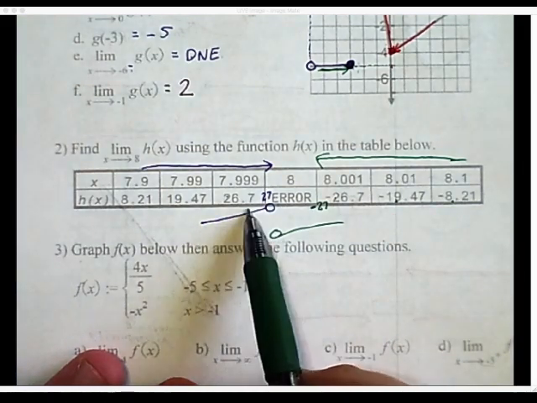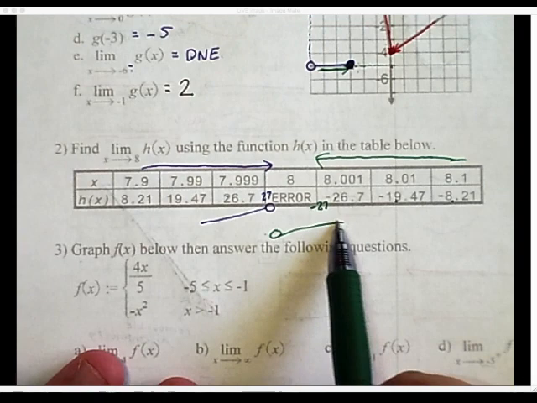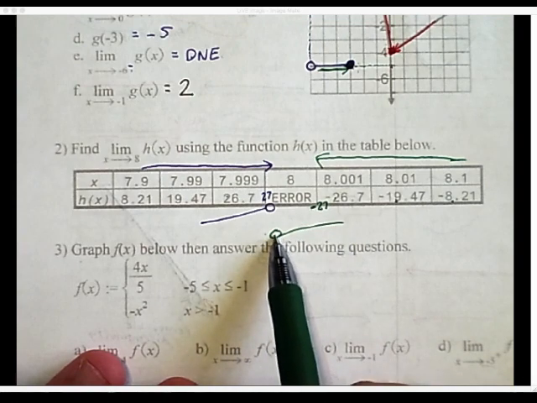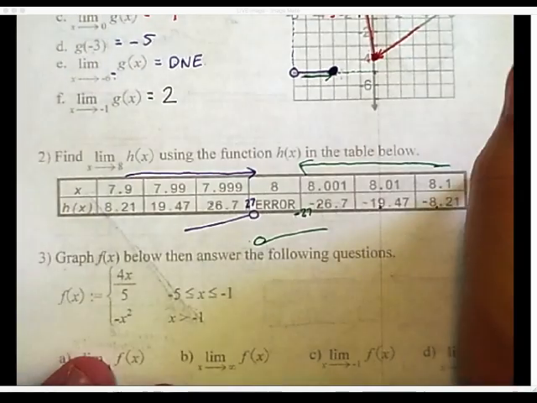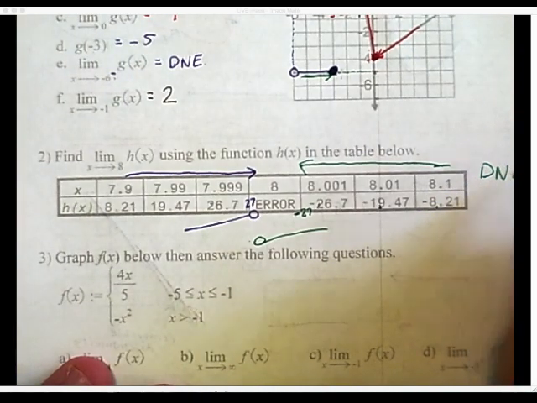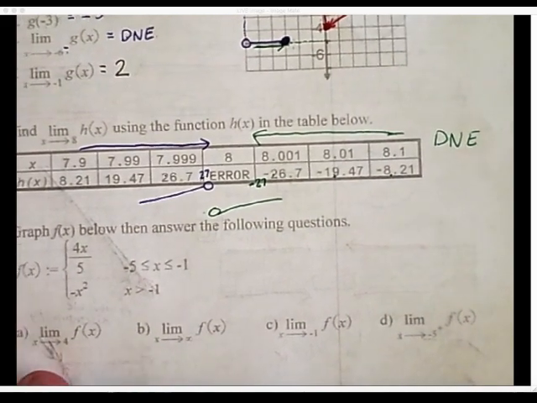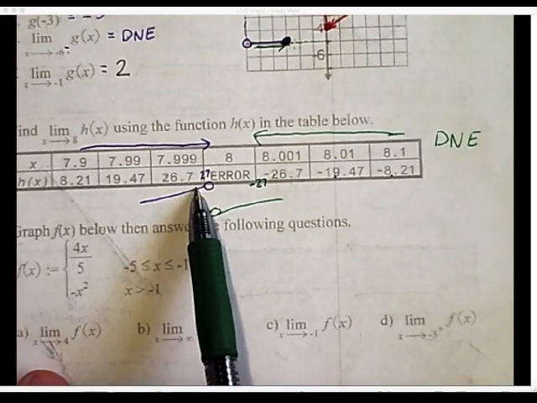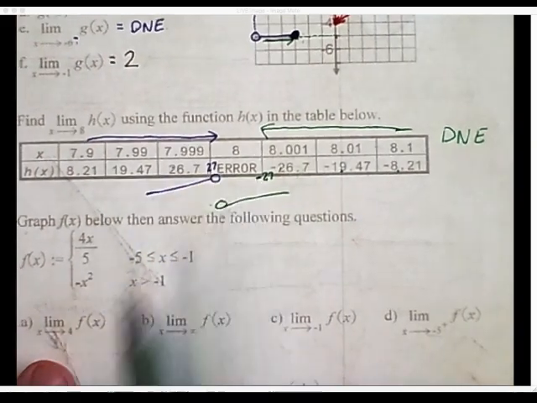Am I approaching the same number? No, I'm not. This one's going closer to positive 27. This one is getting closer to negative 27. They're not approaching the same y value. So the right answer here would be does not exist. For a limit to exist, the number it approaches from the left and the number it approaches from the right have to be exactly the same.